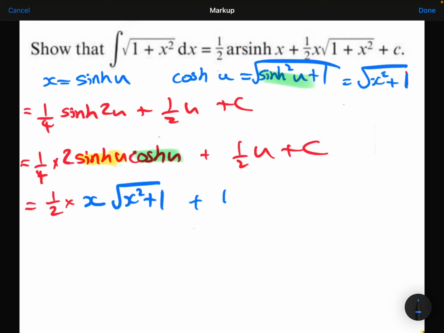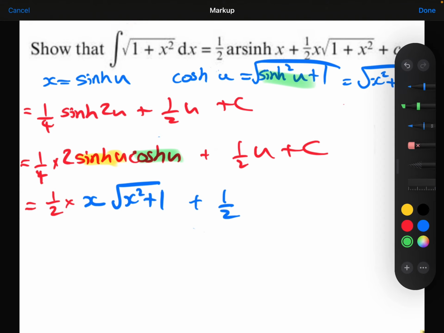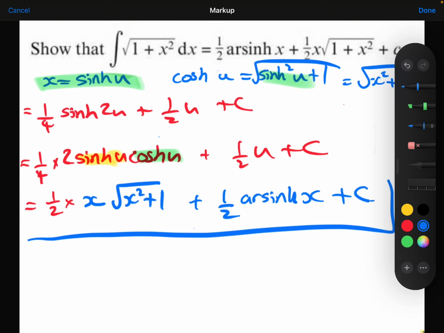Now remember that the original substitution was x equals sinh u. So doing r sinh to both sides, I get that r sinh x is equal to u. And there we go. This is the answer that we were required to show. Right, we've got 2 more examples to go.